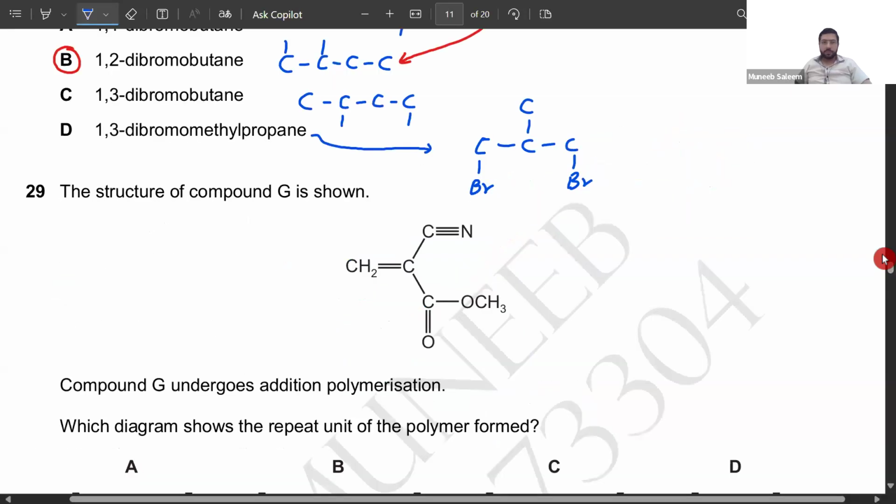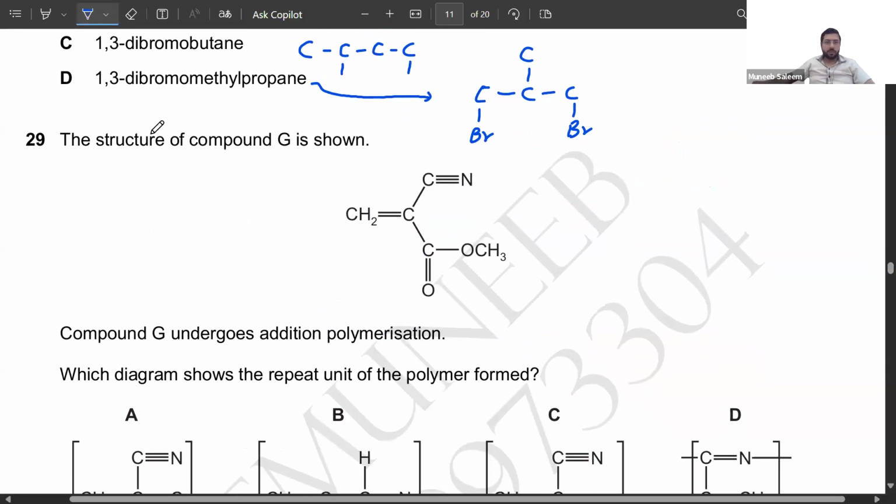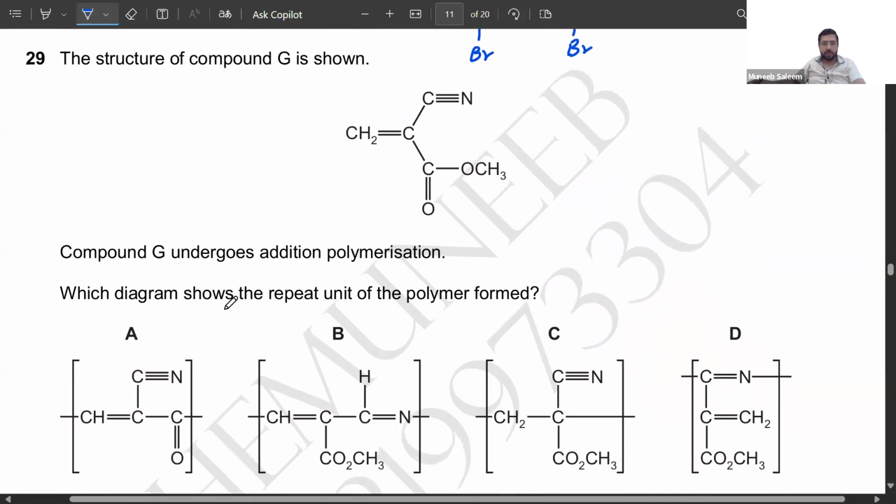Question number 29. The structure of compound G is shown, and we have this compound over here. Compound G undergoes addition polymerization. This diagram shows the repeat unit of the polymer formed. Okay, so here it says that the reaction is addition polymerization, which we are already familiar with.